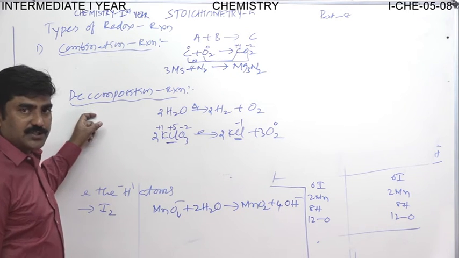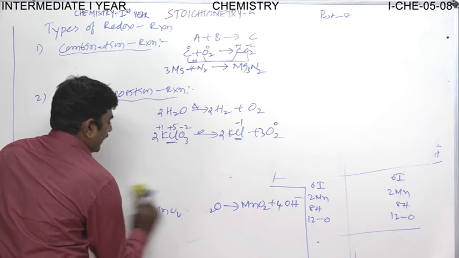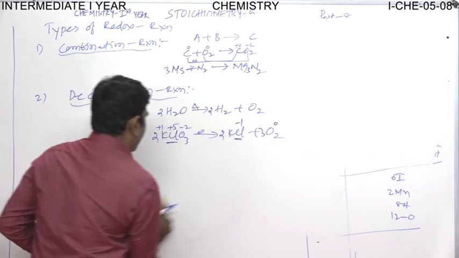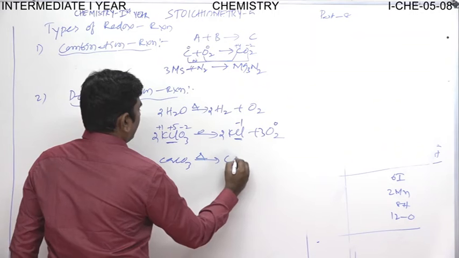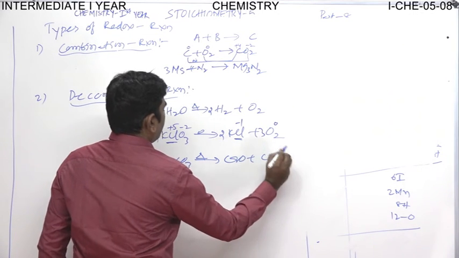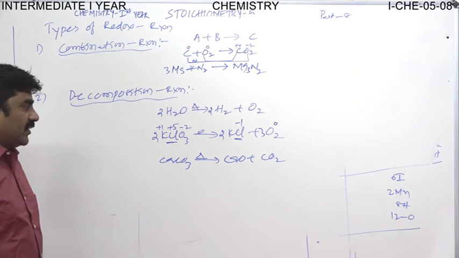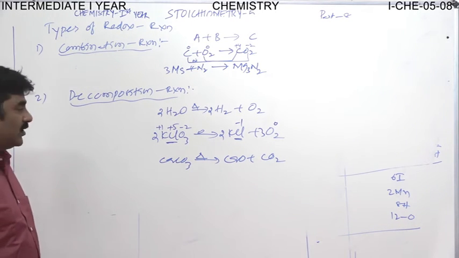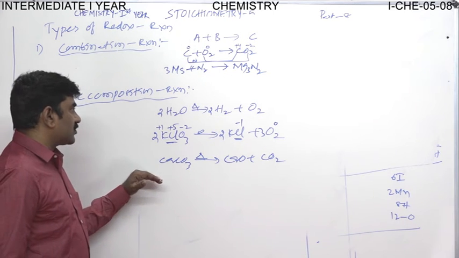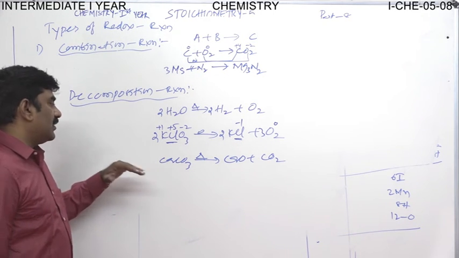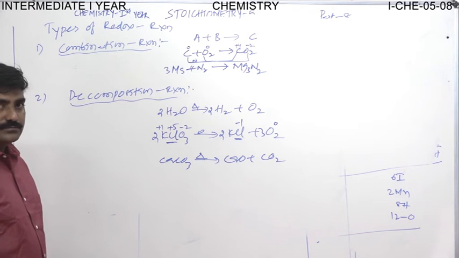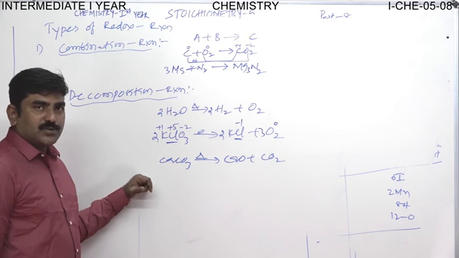Decomposition. For example, I am writing CaCO3. On decomposition it will give CaO and CO2. So this is a decomposition reaction. Can we call it a redox decomposition reaction?